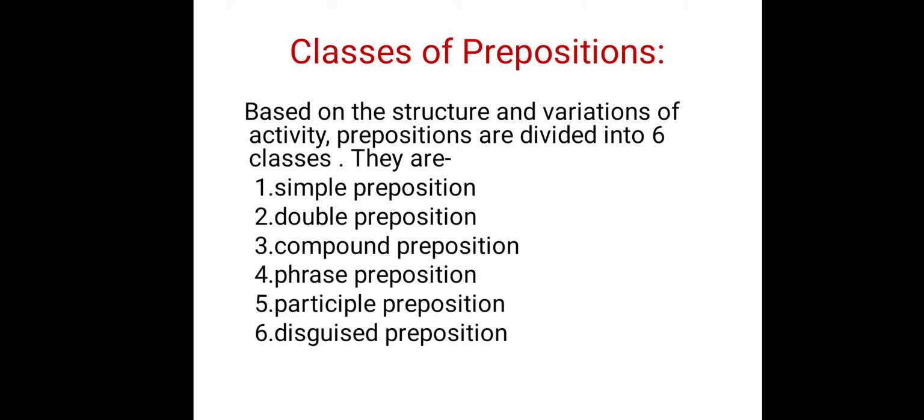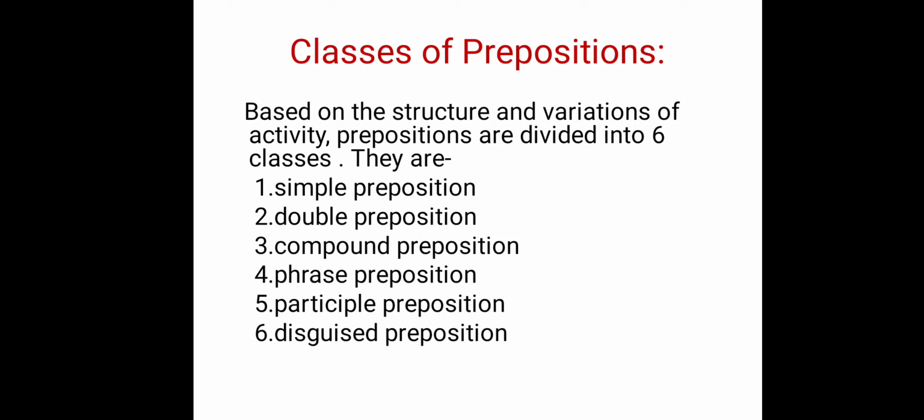And then number 3, compound prepositions, that is about, before, between, beside, etc. Number 4, phrase prepositions, that is by dint of, in front of, look for, etc. are known as phrase prepositions. Number 5, participle prepositions, that is present participle or past participle words in a sentence, that is regarding, according, etc. And then number 6, disguised prepositions.